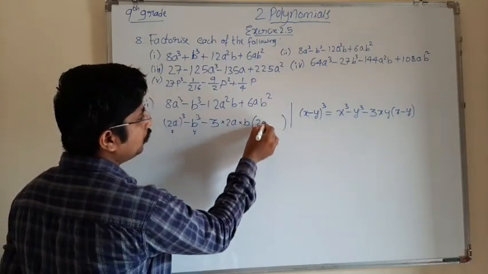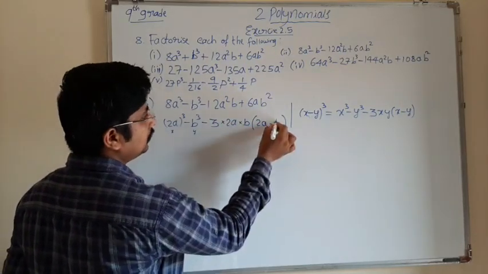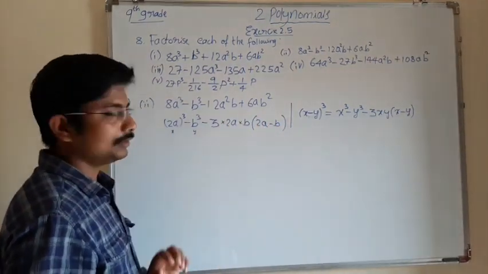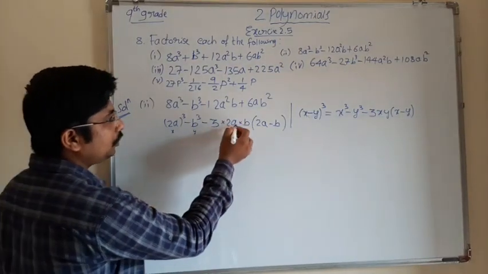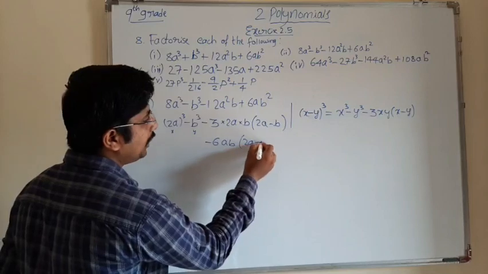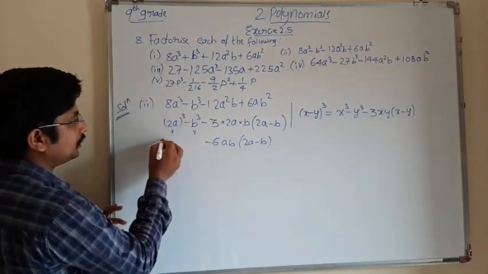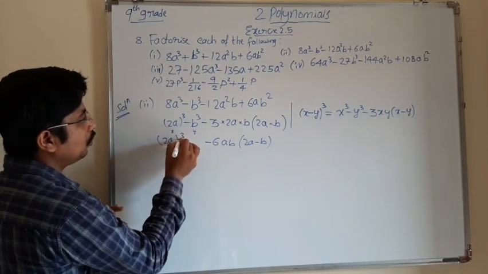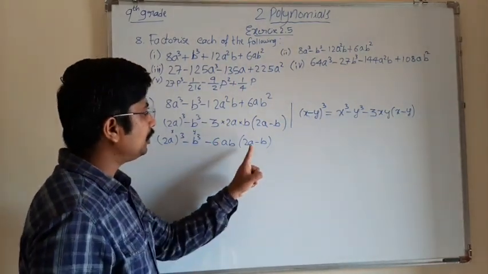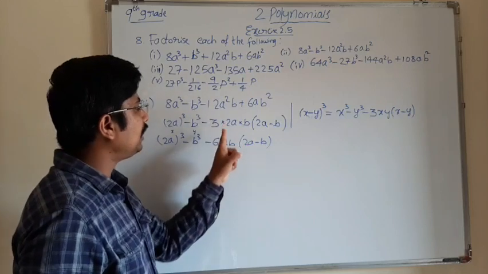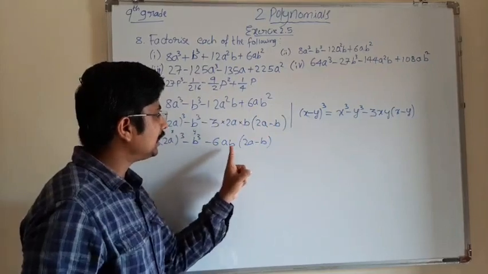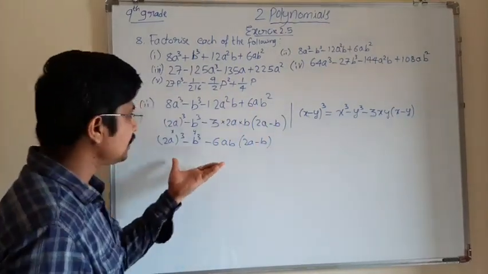That is 2a minus b. Look, 3 twos are 6 into a into b, that is minus 6ab into 2a minus b, as the first term and second term, 2a whole cube minus b cube. Minus 6ab into 2a, that is minus 12a square b, and minus into minus gives plus 6ab into b, 6ab square. Then it is correct.